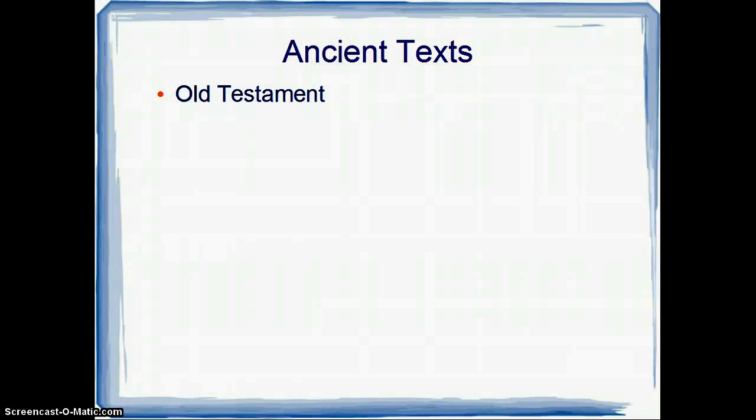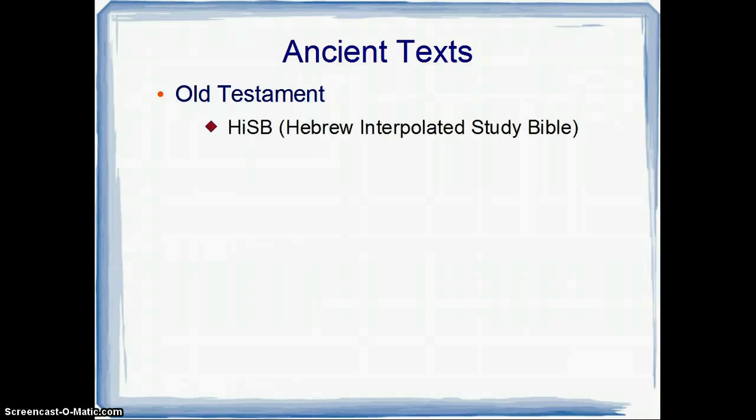Now let's move on to ancient texts. And again, ancient texts are those that are Greek and Hebrew or Latin or anything other that can help you go back to the original languages. Now, there's Old and New Testaments. So starting with the Old Testament, I would recommend mainly one, and that is the HISB. That's the Hebrew. It's called the Hebrew Interpolated Study Bible.